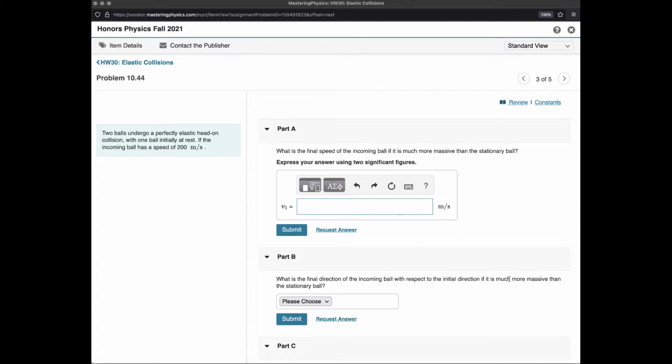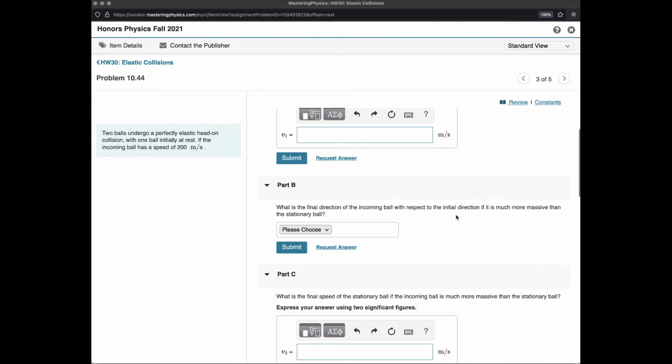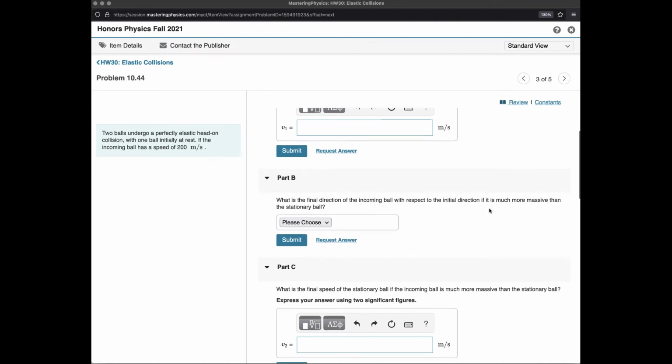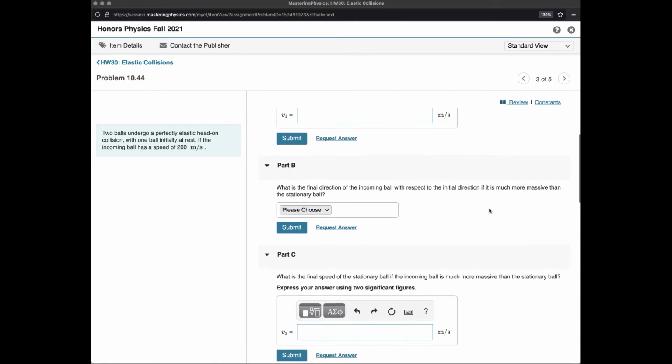What is the final direction of the incoming ball with respect to the initial direction? Well, it's going to be in the same direction because this far less massive ball is not going to be doing anything to stop it.